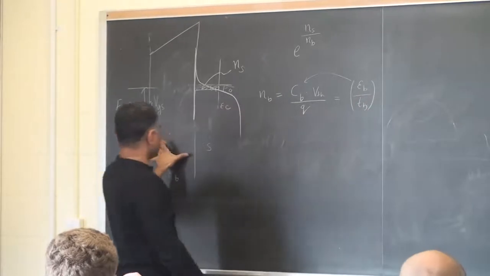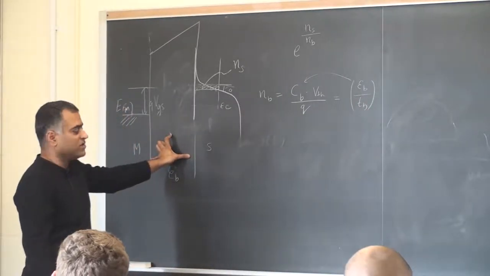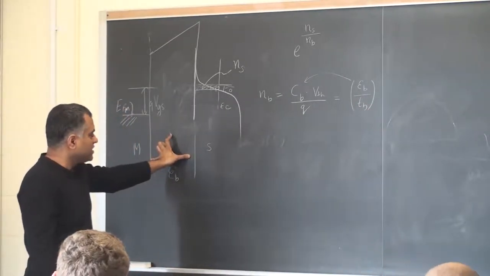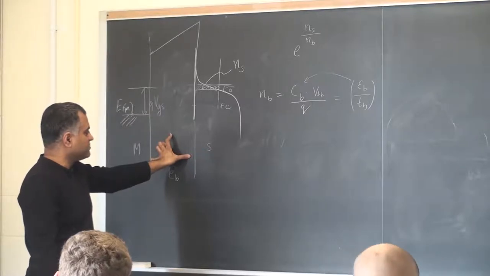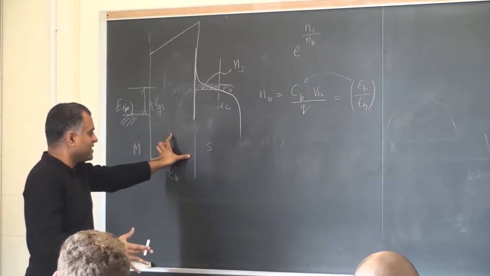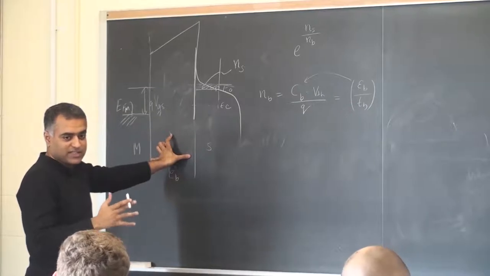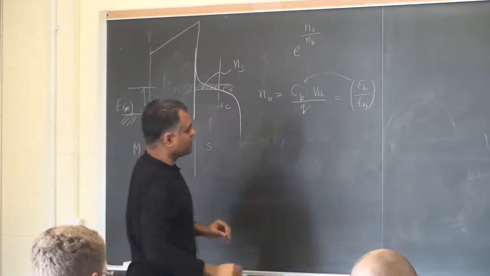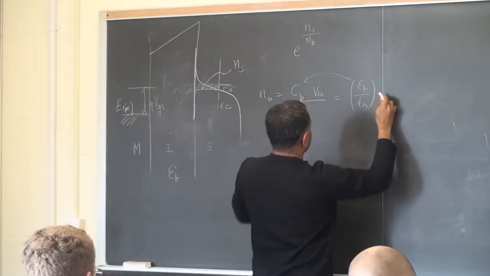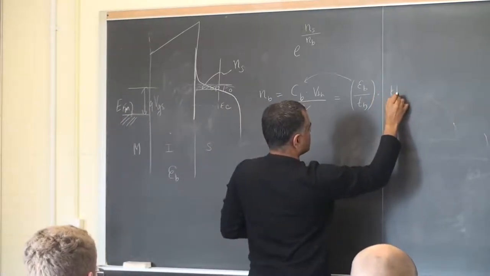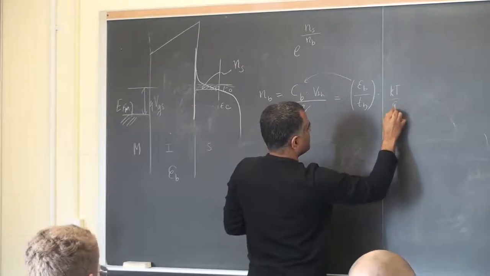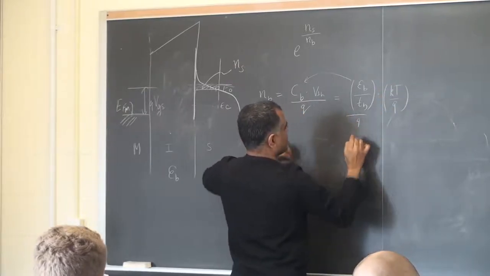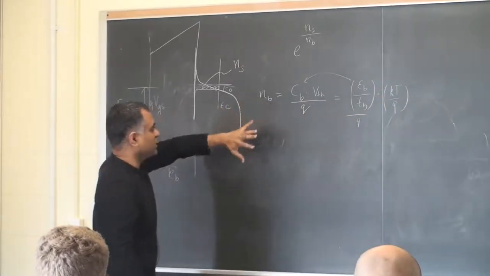Typically, the barrier thicknesses are reasonably thin for digital switches. Today they are of the order of a couple of nanometers at max. It's very, very thin, because that gives you very strong control of the device channel. And thermal voltage is kT by q. And then there's an extra q here. So that's your total N sub B.